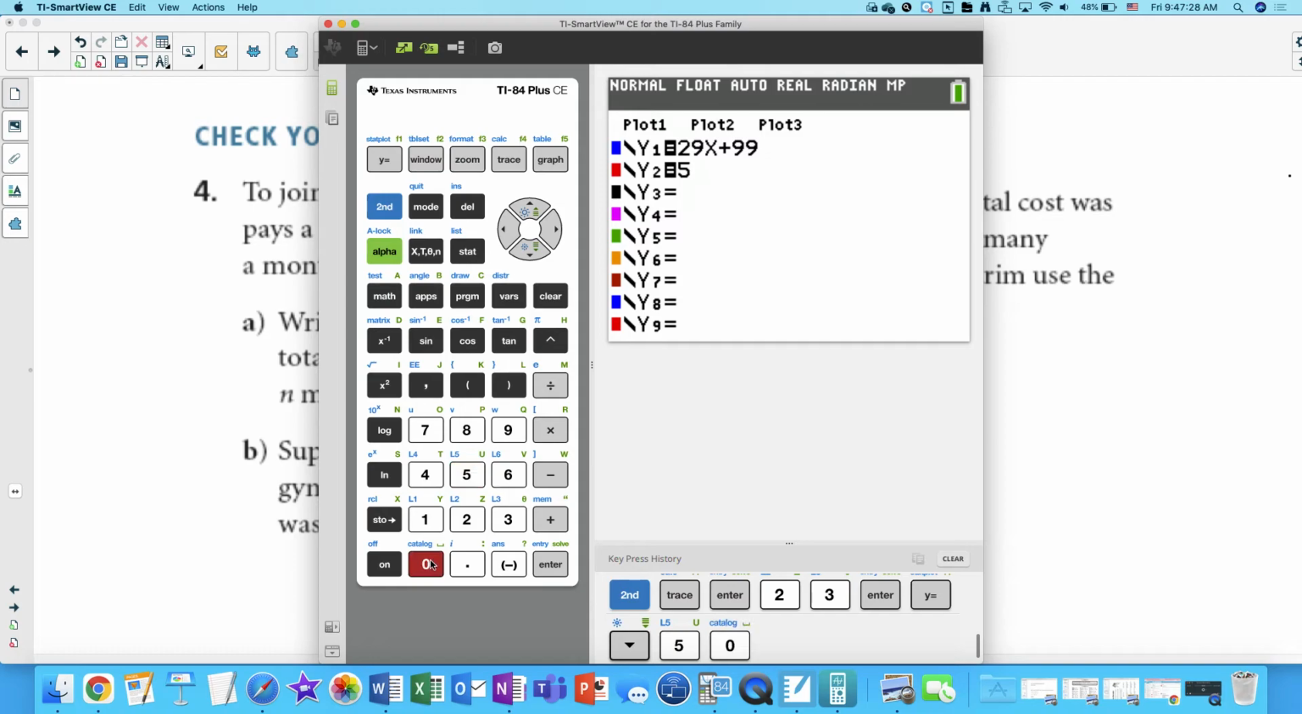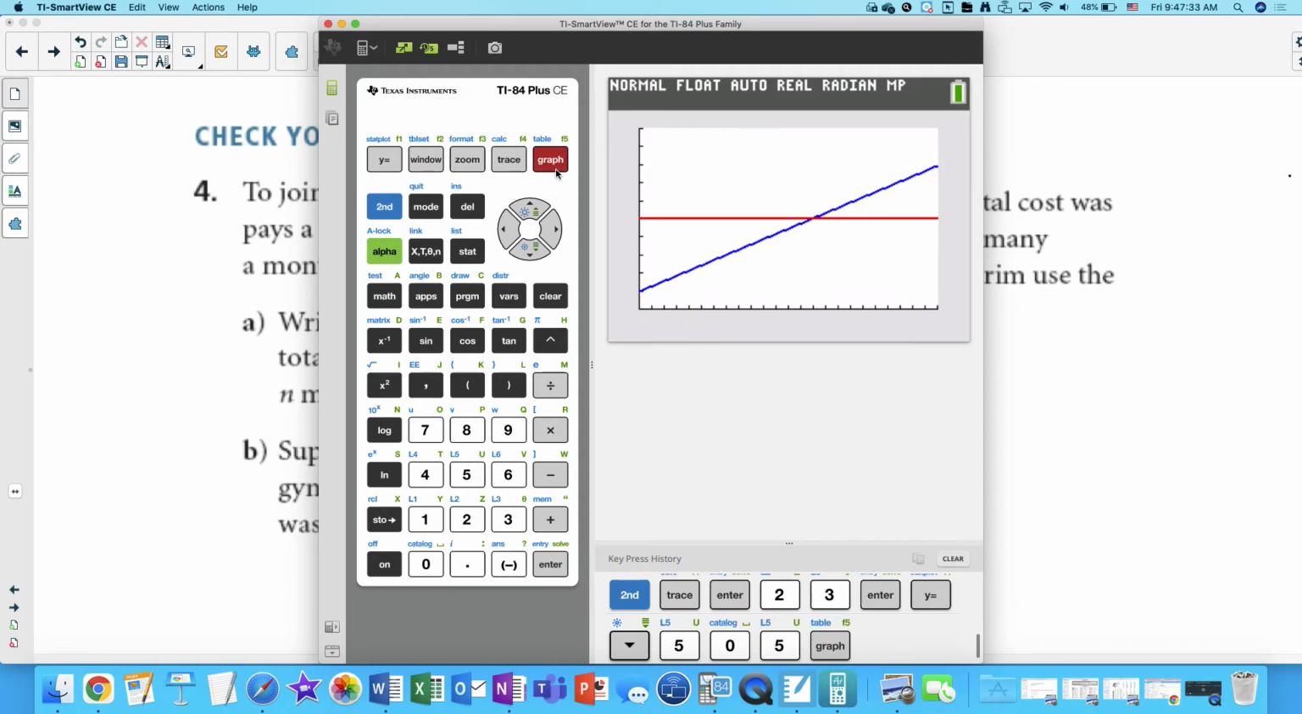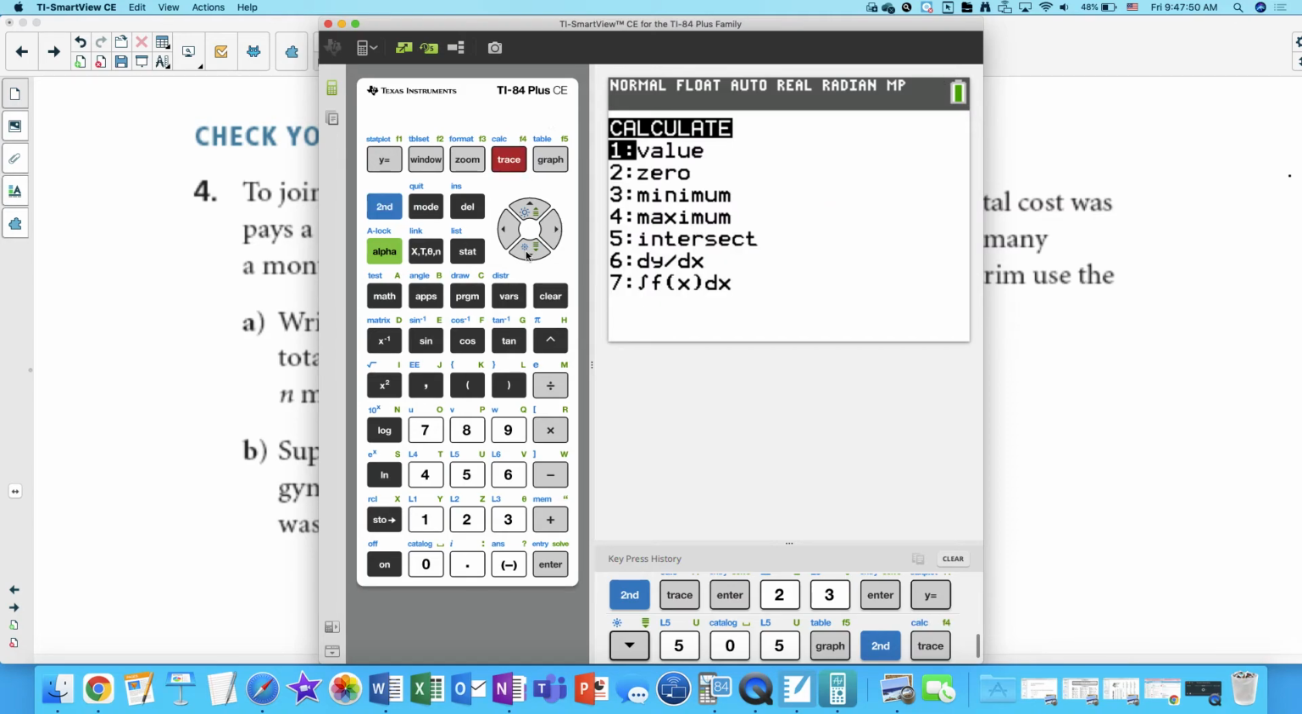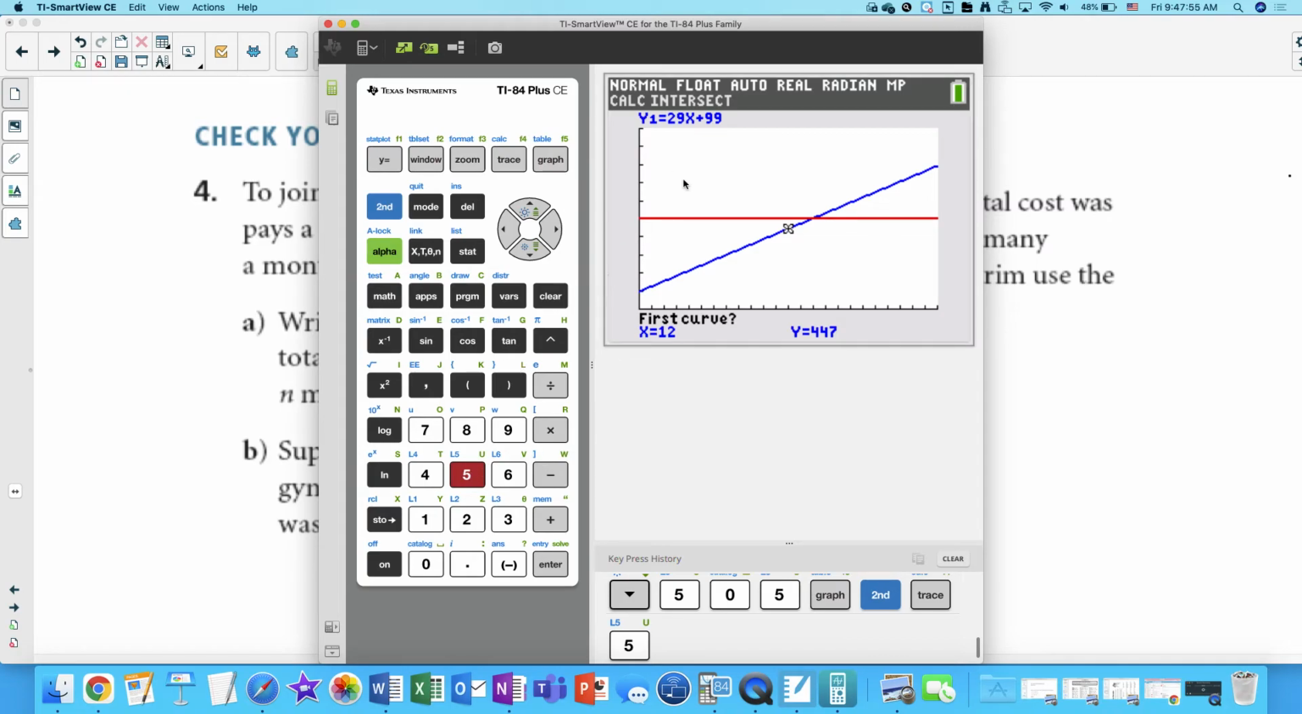And essentially, what we want to know is what's the X value on here of the intersection point? Because that will tell us the number of months for the cost to reach $505. So to do that, we're going to go second calc again. Everything that we need is under that menu. And we go down to 5 for intersect. And it's going to ask us, are we close to the intersection point on the first curve? And I'm just going to hit enter. Am I close on the second curve? I'm going to hit enter. Do I want to guess? Yes. And it tells me the X value is 14 months.